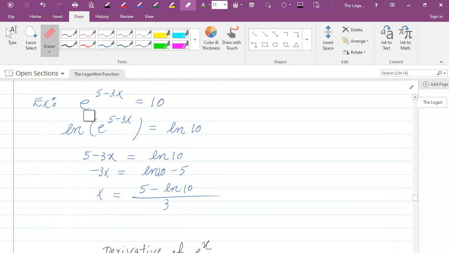Okay, let's solve e to the power 5 minus 3x is equal to 10 for x. How do we solve that? Well, we're going to apply ln on both sides. So we take ln of e to the 5 minus 3x is equal to ln of 10.